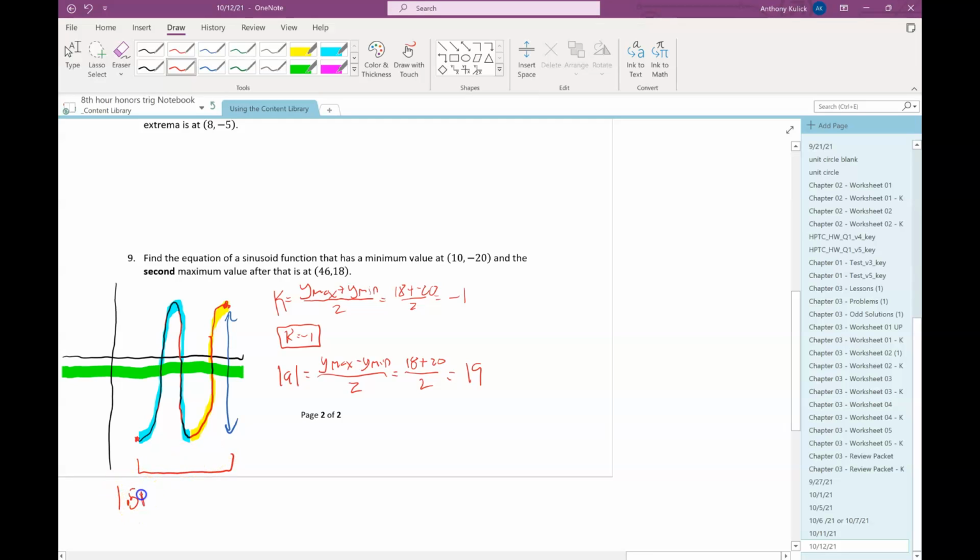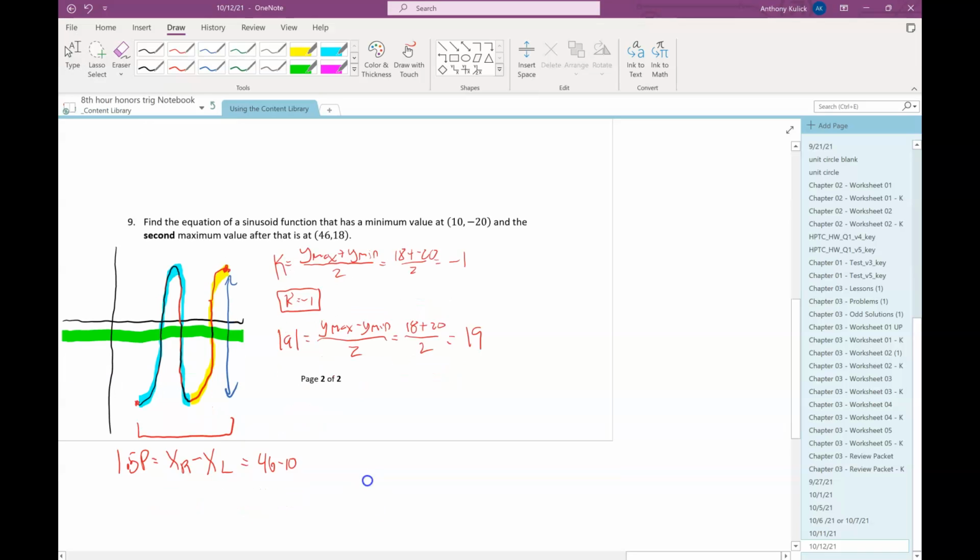So I have 1.5 periods, which is going to be the difference in the x-coordinate on the right minus the x-coordinate on the left. Or again, it doesn't really matter which one you subtract from which one if you just take the absolute value when you're done. You can think about it that way also. So that's going to be 46 minus 10.